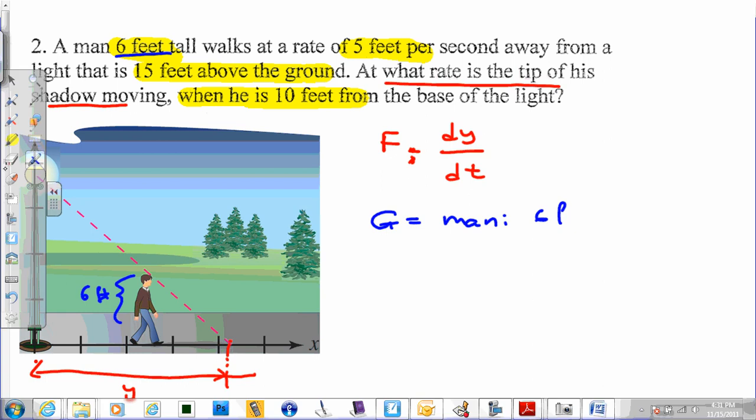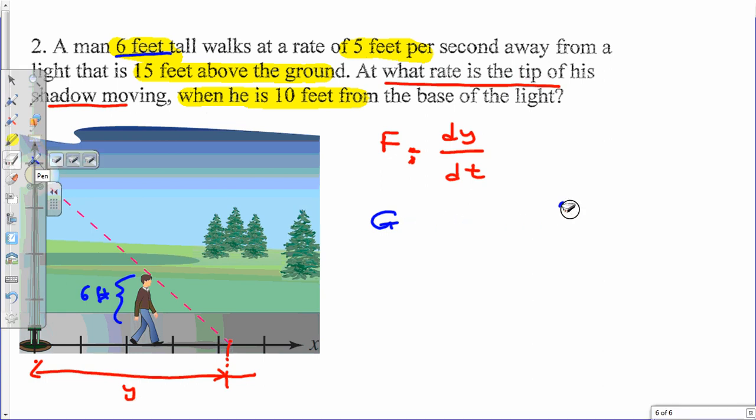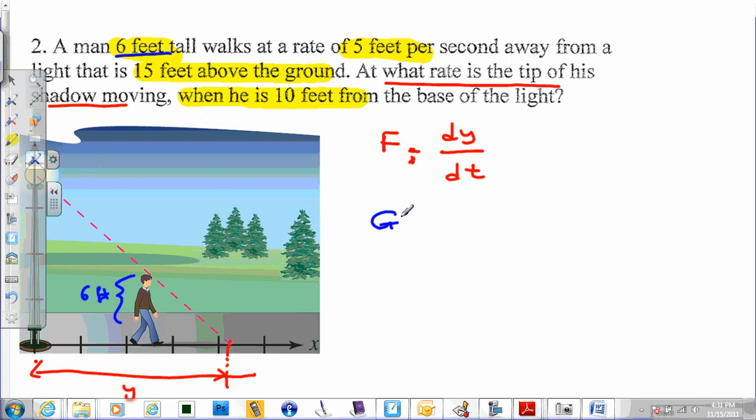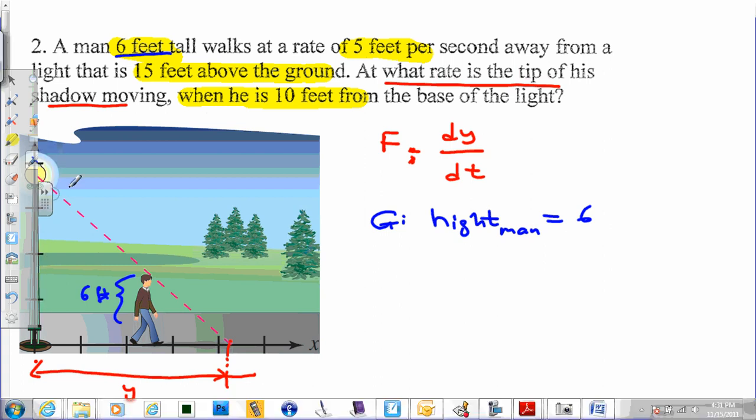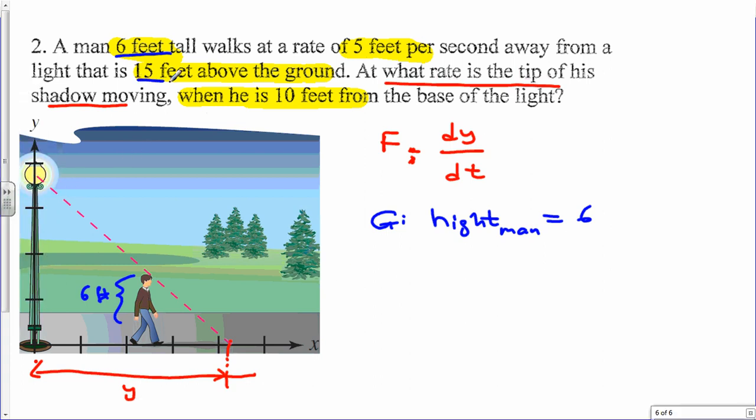Let's rewrite it in a different way. Given: height of the man equals 6. And what else do we have? We have here 15 feet, which is the height of this light pole. Height of light equals 15 feet.